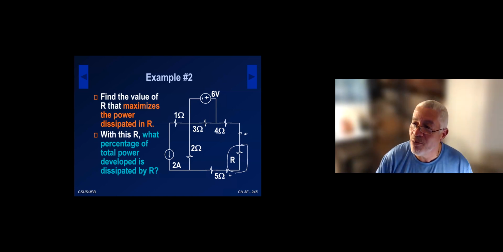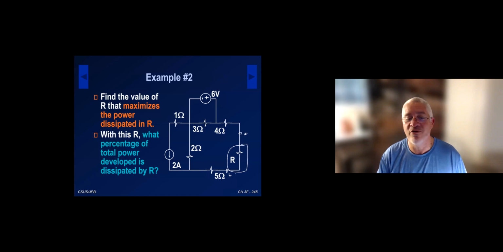Once I'm done with the model, I'm going to set that resistor R value to RTH, and then I'm going to find the power dissipated by R. So that's basically the process I'm doing here.